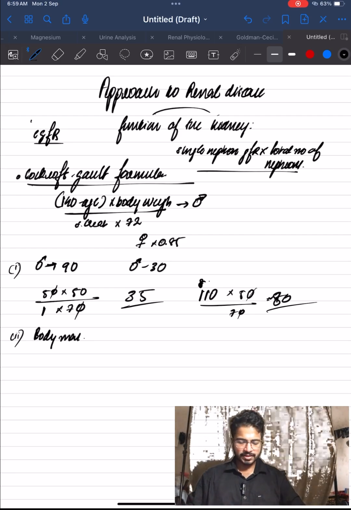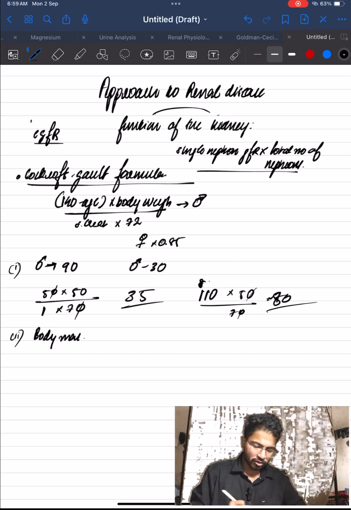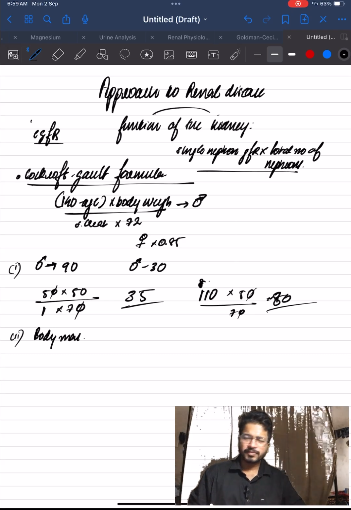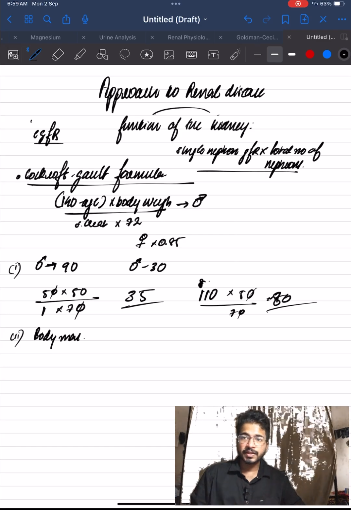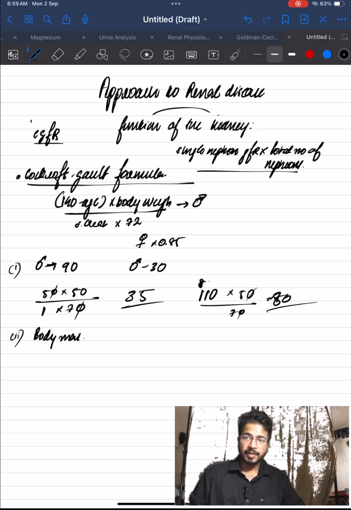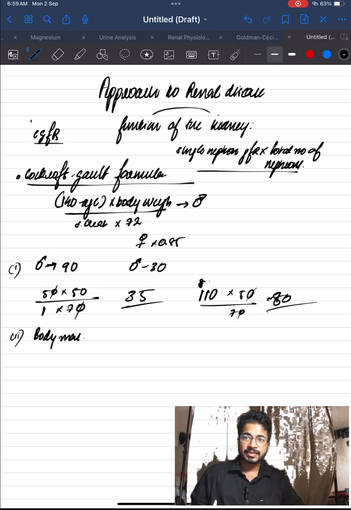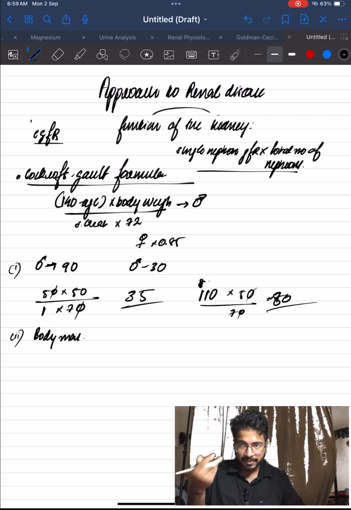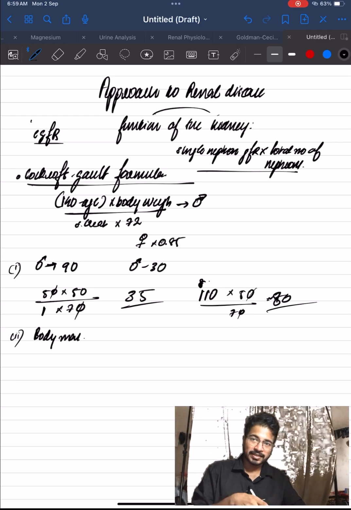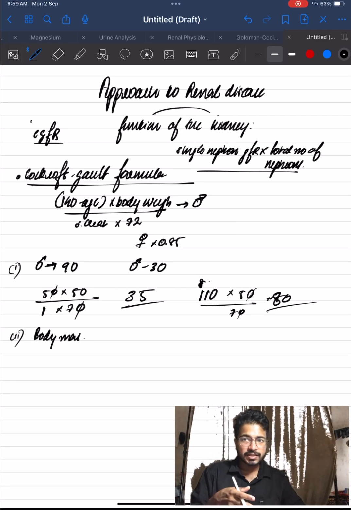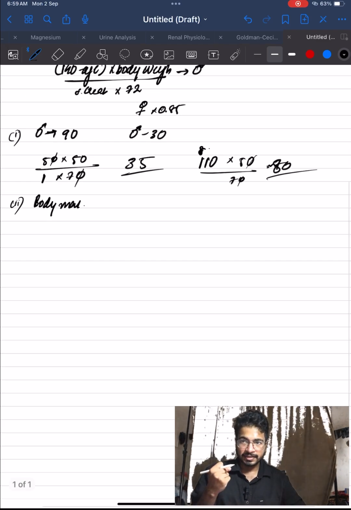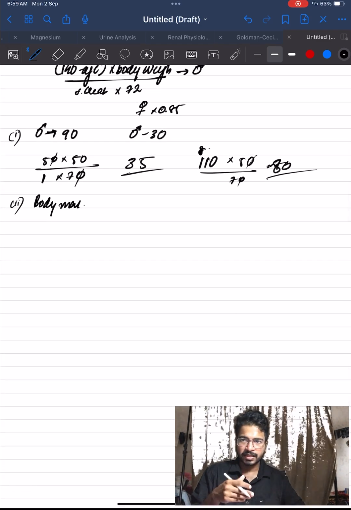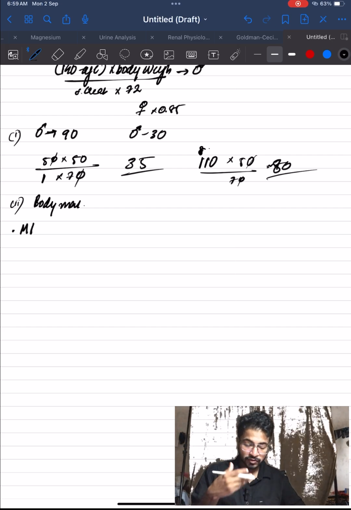Because of all these things, we no longer use the Cockcroft-Gault formula. It's not that we no longer use it, but it's always a very good bedside analysis. It can be easily done at the bedside. If you're good at mathematics, you can do it in your mind. So it's not an age-old thing we've discarded. We still always use it, especially in a low-resource setting. It's a very useful hand tool.